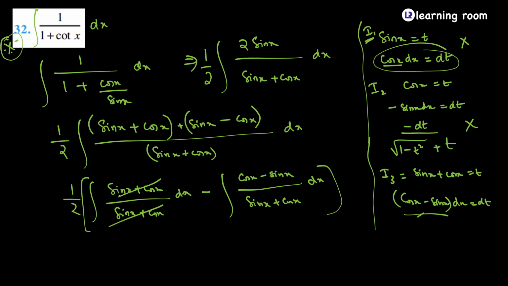Did you understand? Got it? Did you understand why I thought like that? Right? Because of the sum of sine and cos. Okay. So half of integral of this is going to be dx minus integral of, if I put sin x plus cos x as t, cos x minus sin x dx is dt. So can I directly write it as dt by t? Accepted? Now tell me what is going to be the answer.